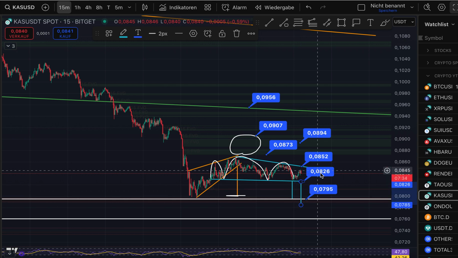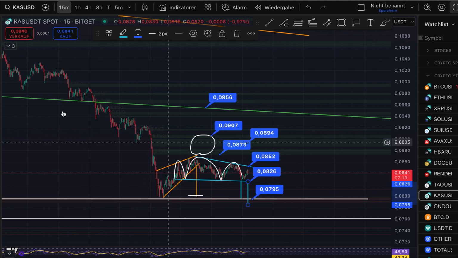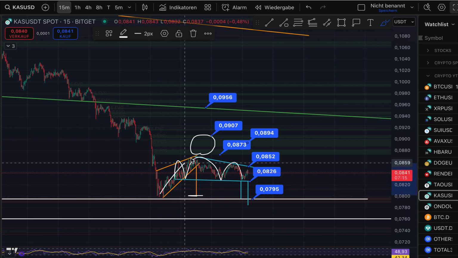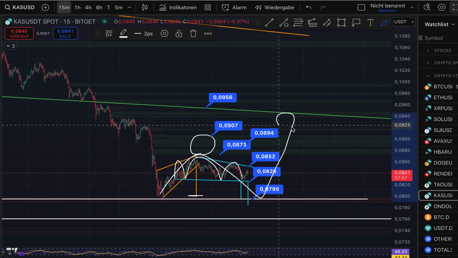So if we break the 8.2 cents to the downside, then we have 3 targets, 3 chart patterns, which direct us into the area round about 8 cents to 7.8 cents for KAS. This won't be a problem, because if we sell off like this, then it can also be a double bottom pattern, which we afterwards break to the upside and can even hit the 9.5 cents.